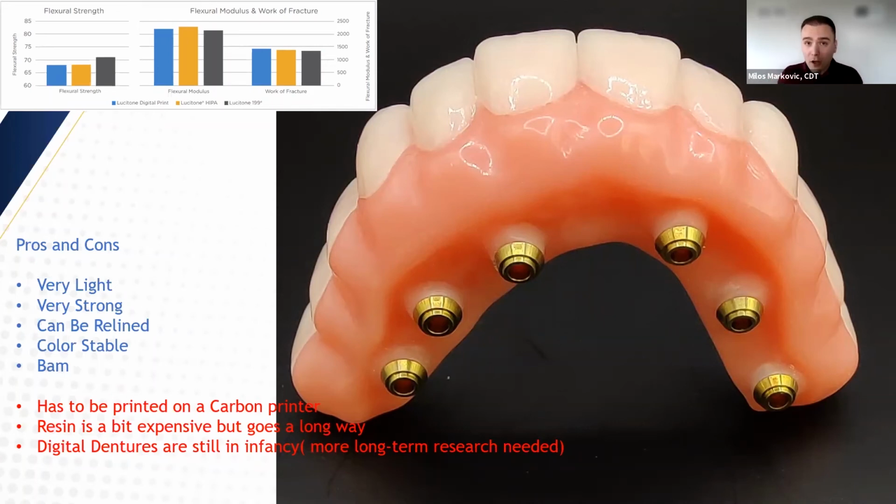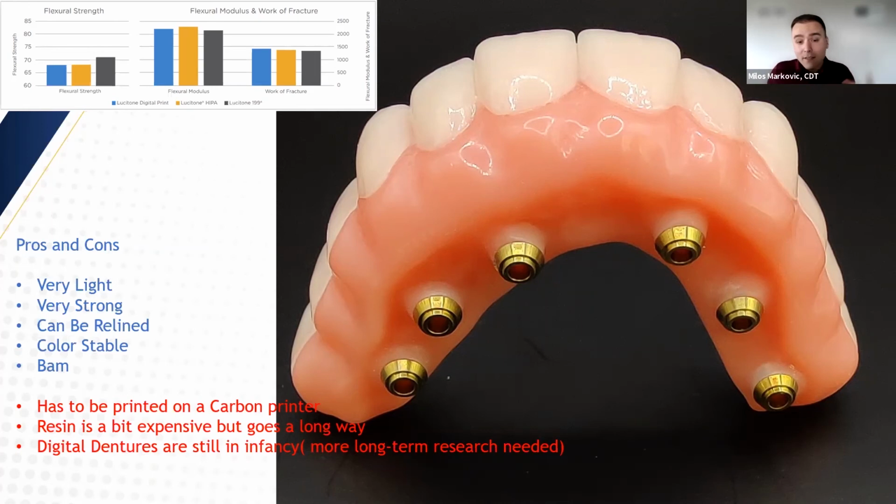For Lucitone, it's also color stable and it has BAM. That's what they call it. It's a body activated material that actually gets harder at about, I think, 37 degrees. When it reaches that body temperature, it actually increases in strength and flexural modulus. So it's an interesting material.